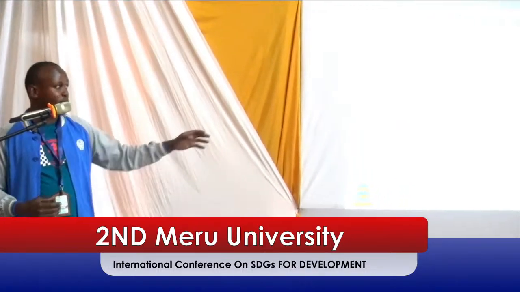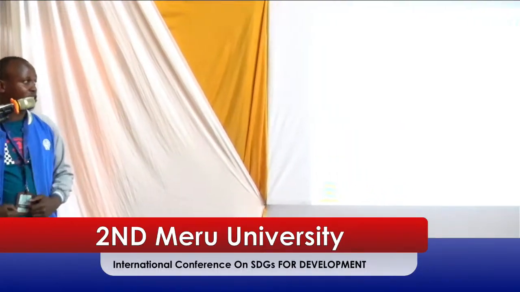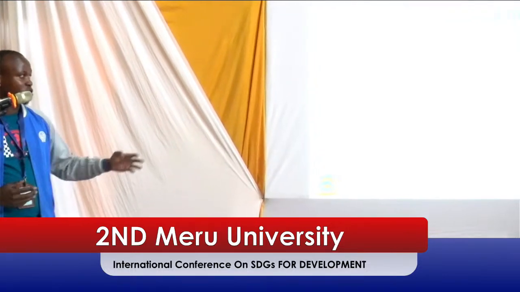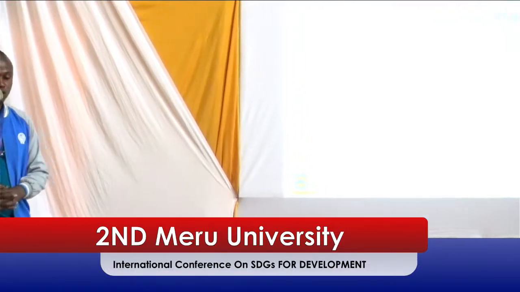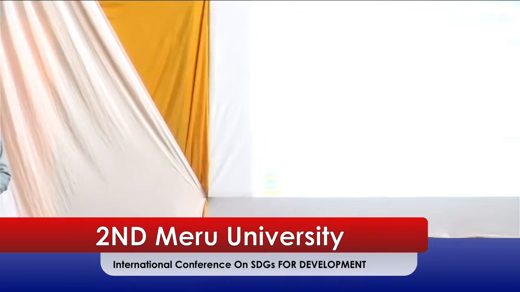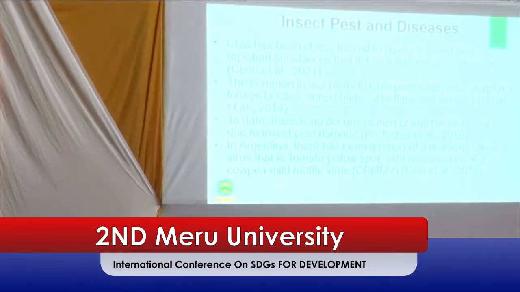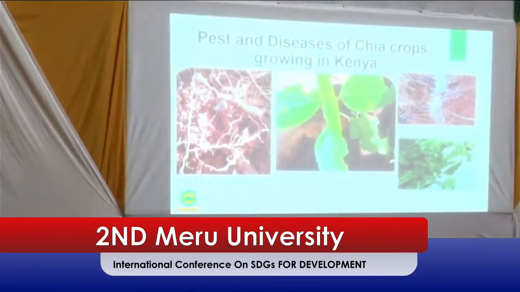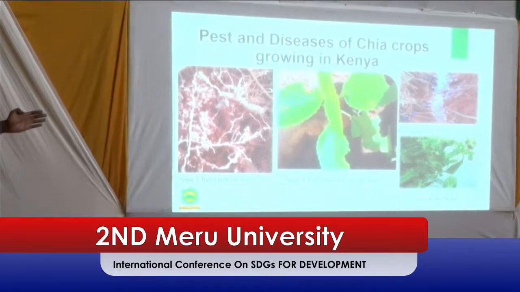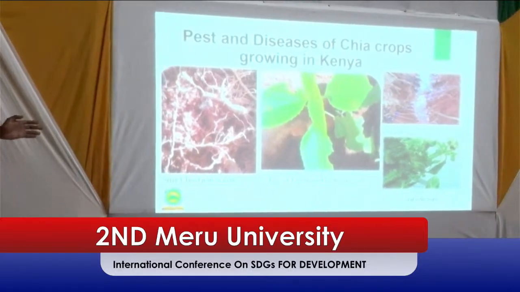Also, there have been three recognized diseases or viruses, which are tomato yellow spot virus, cedar mosaic virus, and cowpea mild mottle virus. We need researchers to look at these viruses because we have found them in our fields. Some of these pests we have are pests which we are unable to recognize.